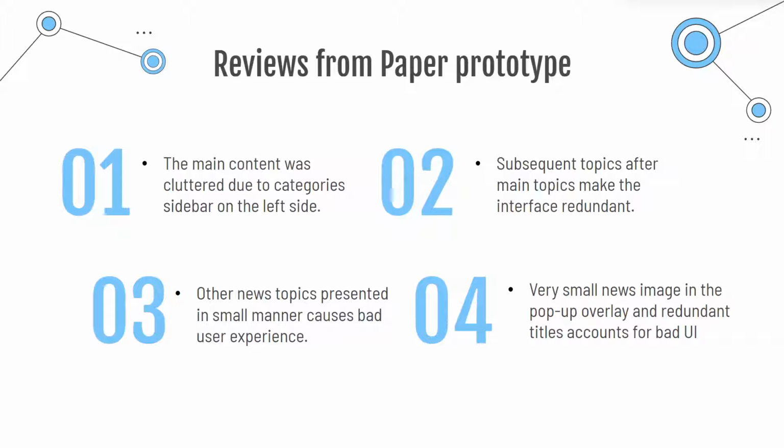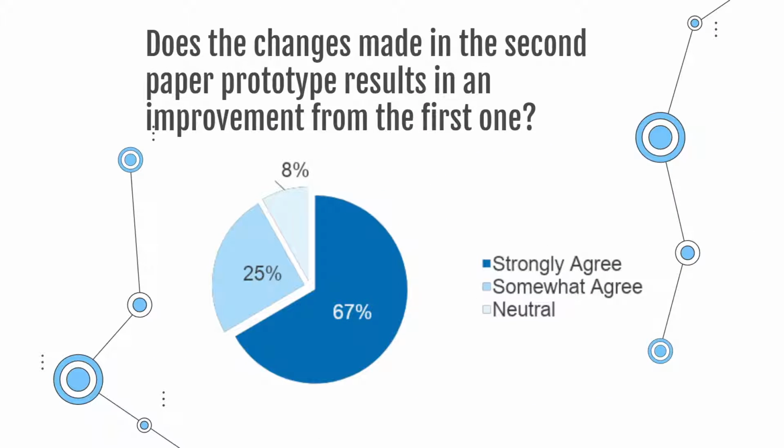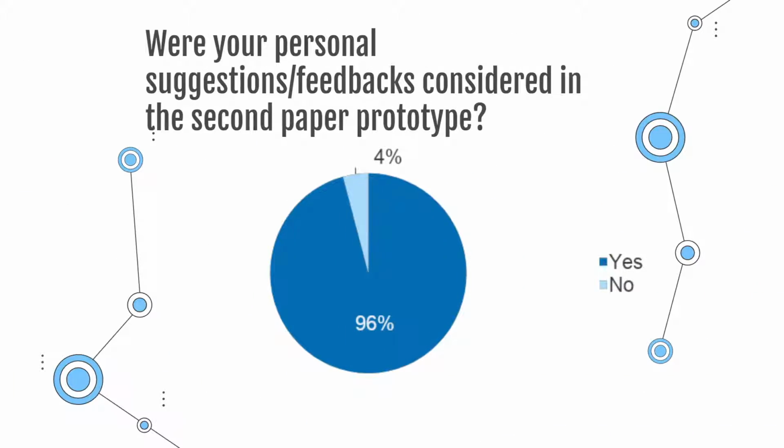Using this feedback and constructive criticism, we created a final paper prototype. We conducted the survey with the same participants as in the initial prototype survey, and the majority of them found that the changes made in the second paper prototype resulted in an improvement from the first one, and almost all of their feedback was considered.